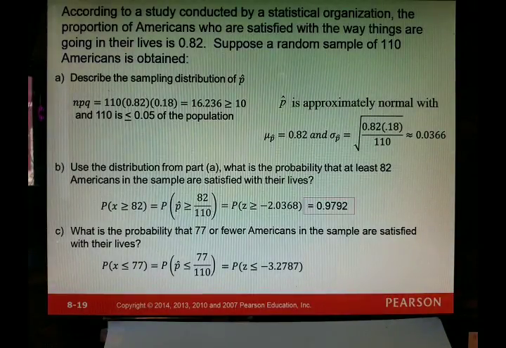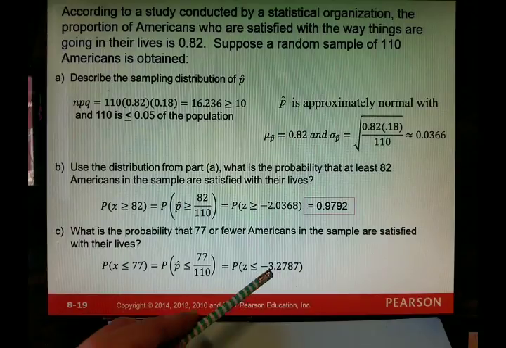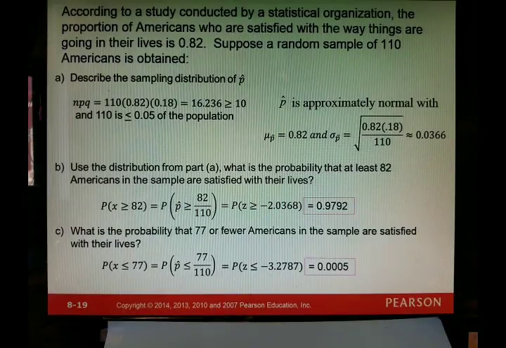Now I want the probability that the z-score is that value and less. So therefore my lower bound would be the negative 100. My upper bound would be the negative 3.2787 under a normal CDF. So that was the second distribution. Normal CDF, negative 100 to this z-score. And that one is definitely very unlikely to occur. Because remember, anything under 5% is not likely. It would be unusual.